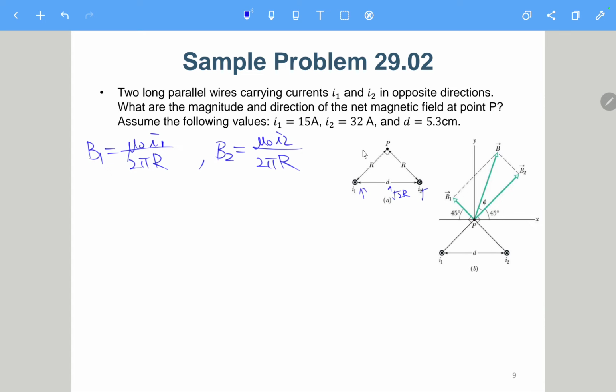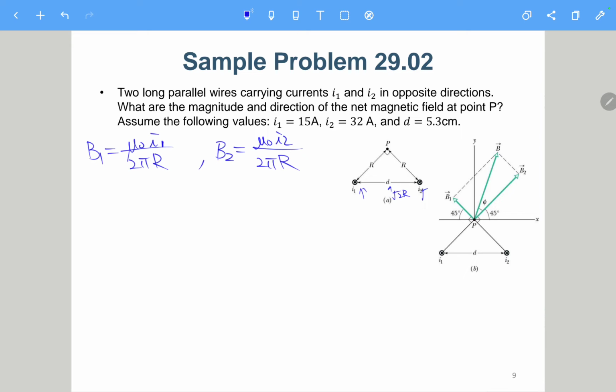Of course, we need to determine the direction of the B field ourselves. Let's see how we can know the direction of the B field. Here we can apply the right hand rule. For I1, your thumb is pointing out of the page, and then your fingers should be pointing in this direction. At this point, B1 should point in this direction because the field lines form a circle, and B should be perpendicular to the radius. So B1 points to the top left.